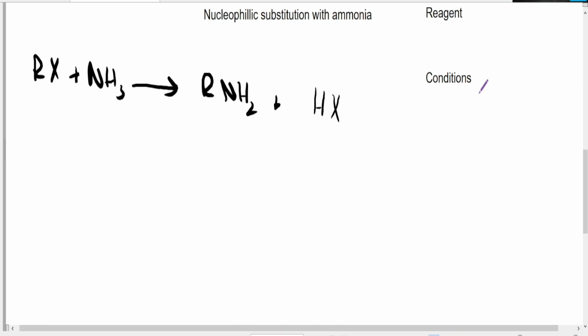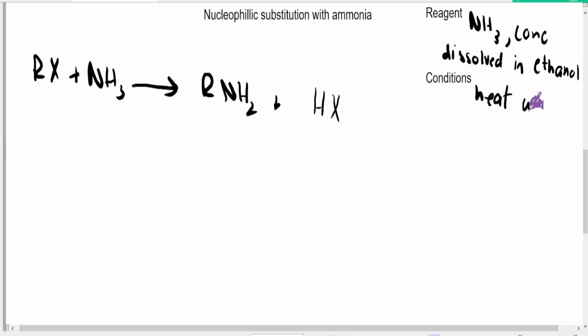Now what are the reagents and conditions? Well, you obviously need ammonia, and it should be concentrated, and it should also be dissolved in ethanol. And the conditions are you heat under reflux.